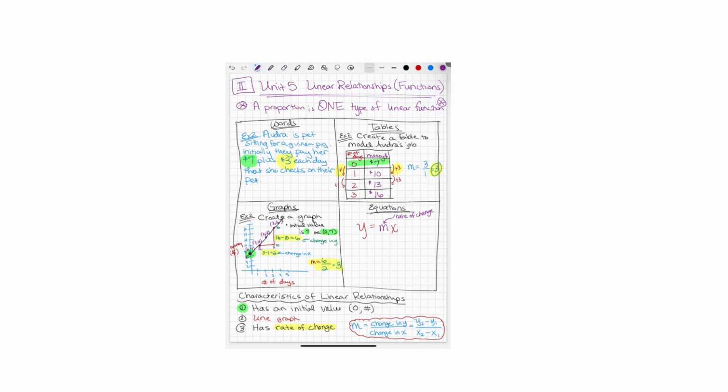But then we have to factor in that initial value. And what happens is it's added on. Plus, they use the letter b. They're kind of weirdos in that way. But that b represents our initial value. So we got y equals mx plus b. There's our formula.